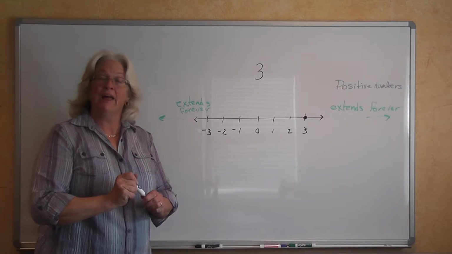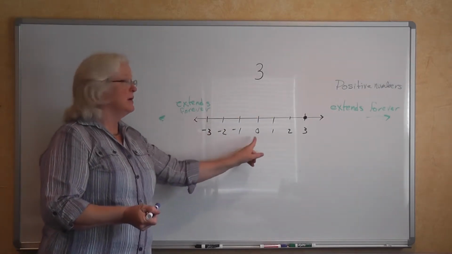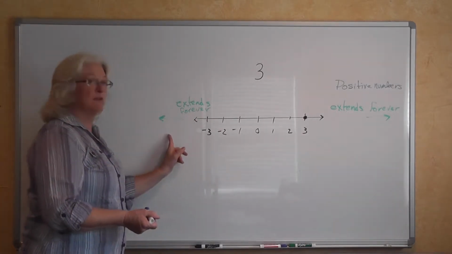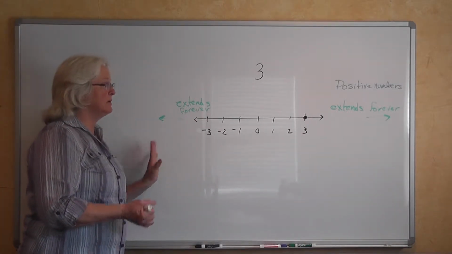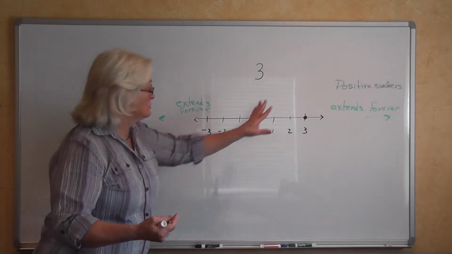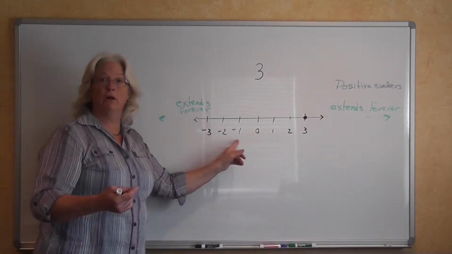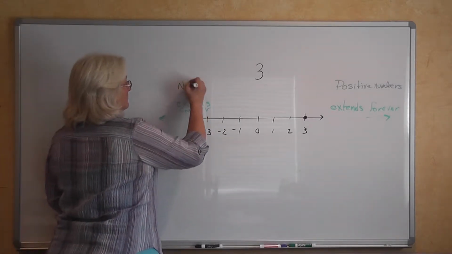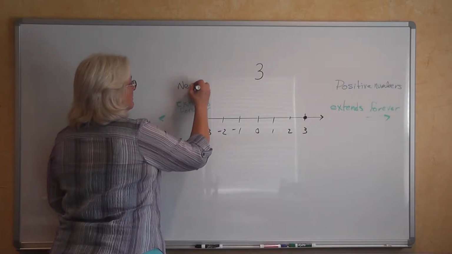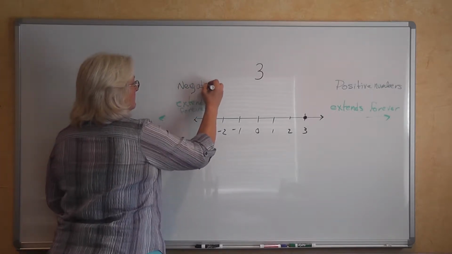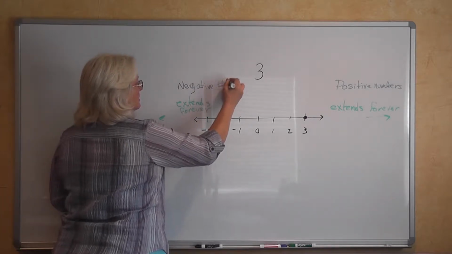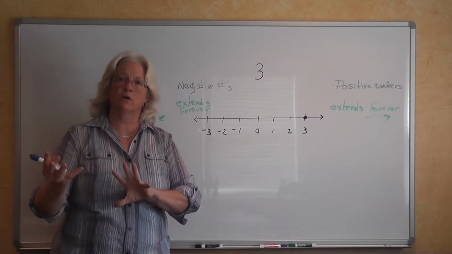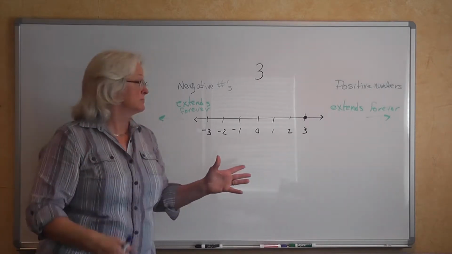When you move to the left on the number line, -1, -2, -3, -4, -5. What do you think these are called? If these are positive numbers and we have a -1, -2, -3, -4, yeah, these are called negative numbers.